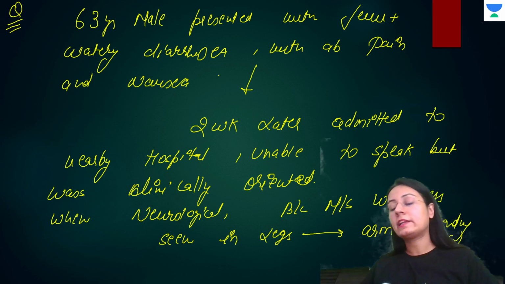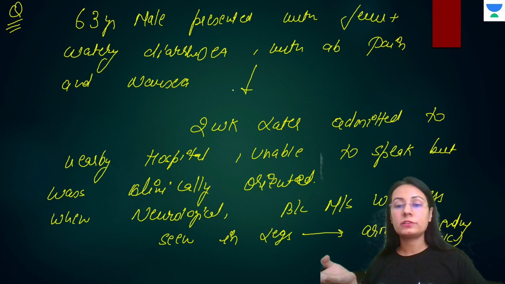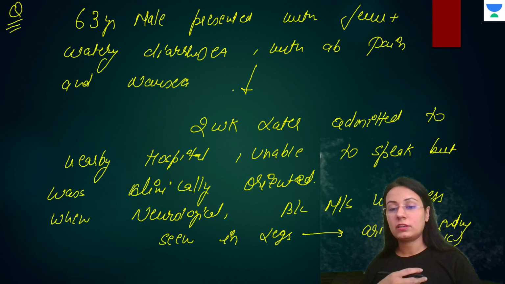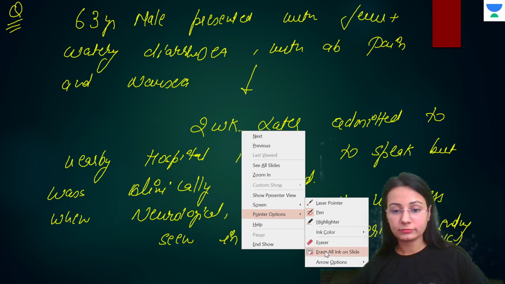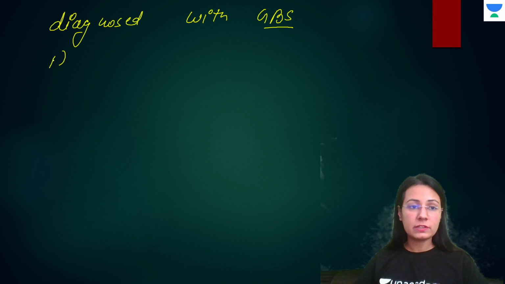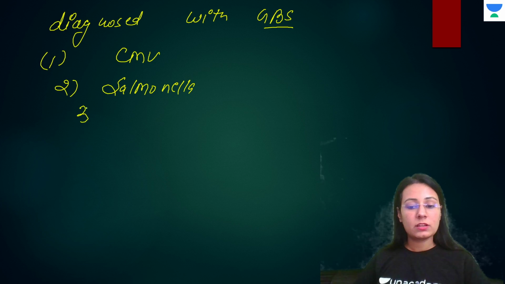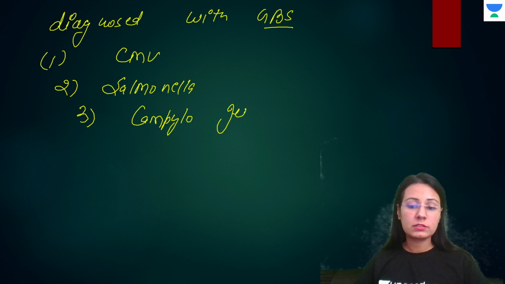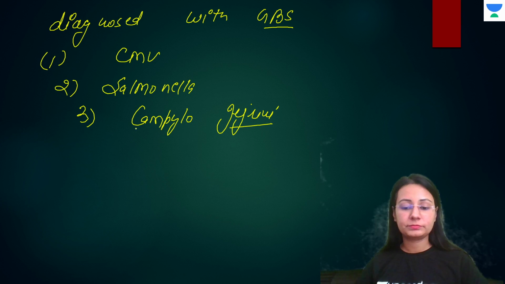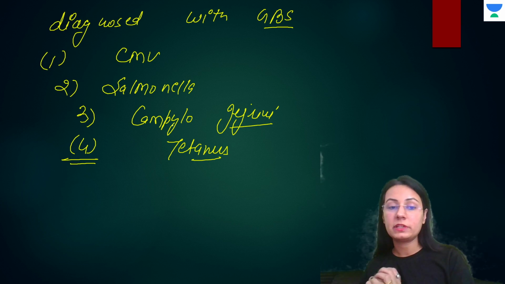That is, a 63-year-old male presented with fever, abdominal pain, nausea, and watery diarrhea. Two weeks later, he was admitted with inability to speak and neurological weakness that started from the leg and moved to the arms. Now, he was further diagnosed with Guillain-Barré syndrome. What is the causative agent? Is it cytomegalovirus, Salmonella, Campylobacter, or tetanus, that is Clostridium tetani? What is the causative agent?